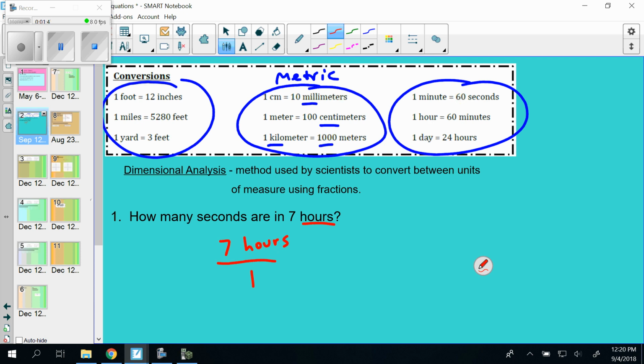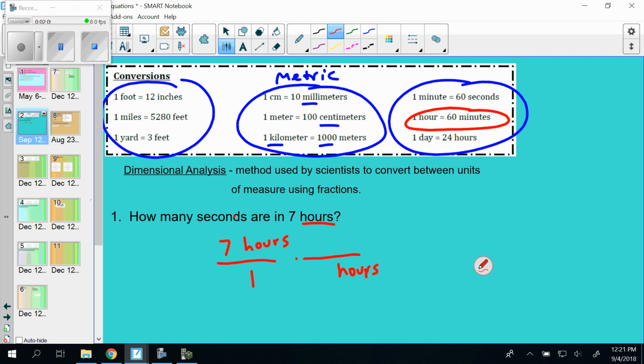If we want to go from hours to seconds, that's kind of difficult because not many people know how many seconds are in an hour. But if we use our middle conversion of minutes, we can do that. So we know 1 hour equals 60 minutes. So in our conversions, I don't want to be in hours anymore. In order for my hours to cancel out, I want to divide by those and have 1 on bottom.